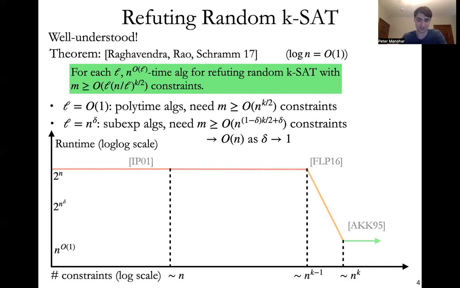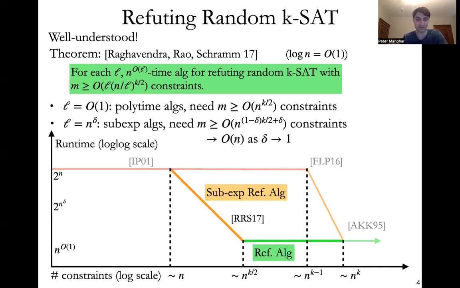I can draw this on a picture here, where in the background I put the worst case hardness picture. And at n to the k/2, we have, from RRS, this refutation algorithm, and we also get this sub-exponential time trade-off going down all the way to order n constraints.